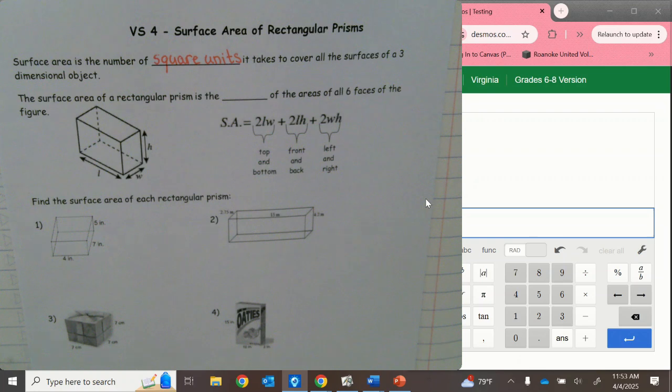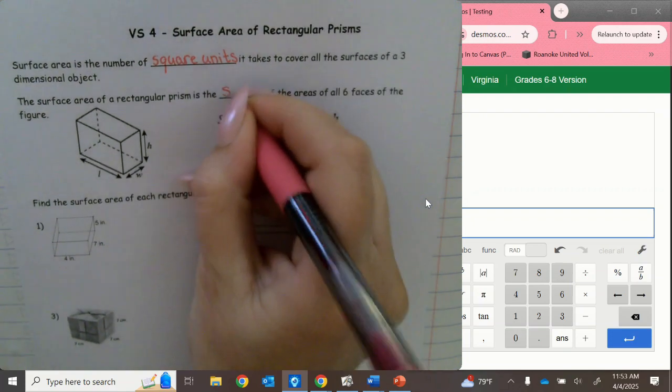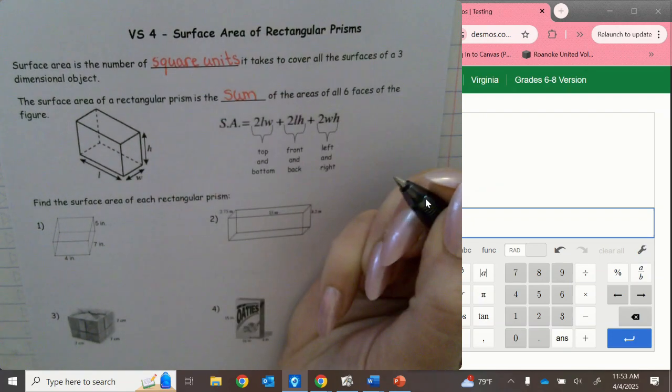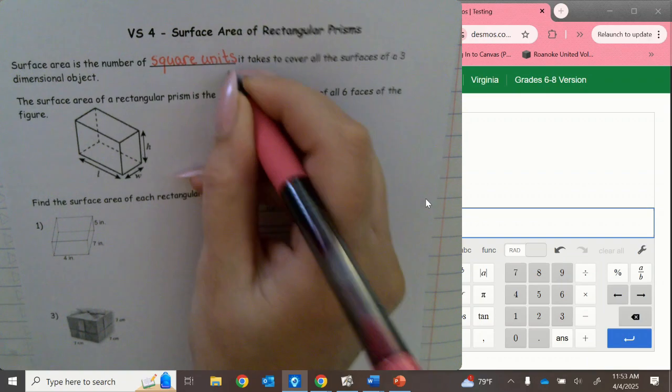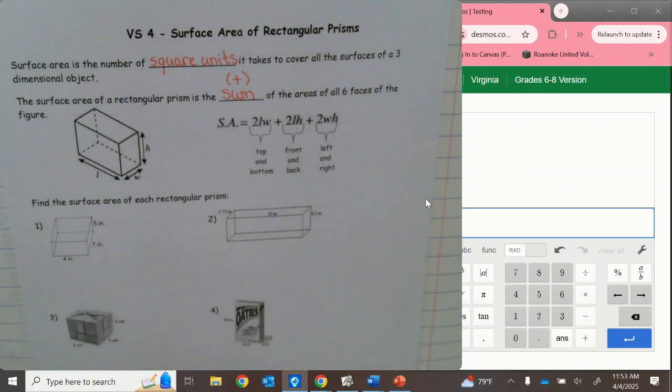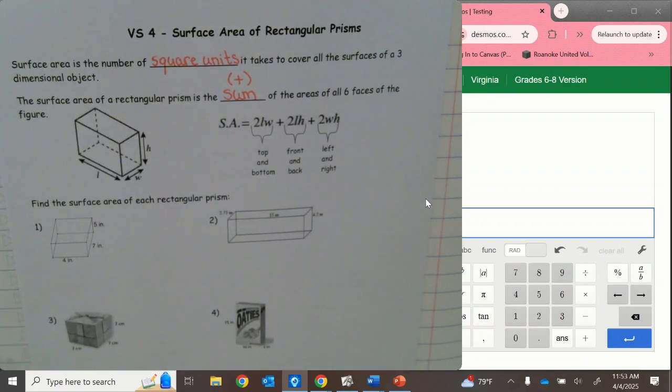Okay? So a rectangular prism has how many sides? Think about like a number cube or dice. It has 6 sides or 6 faces. So surface area of a rectangular prism is the sum, which is what operation? Addition. Meaning you're adding up the areas of all 6 of those faces. Okay? So you could find the area of one face, another, and do it. You have to find the area 6 times.